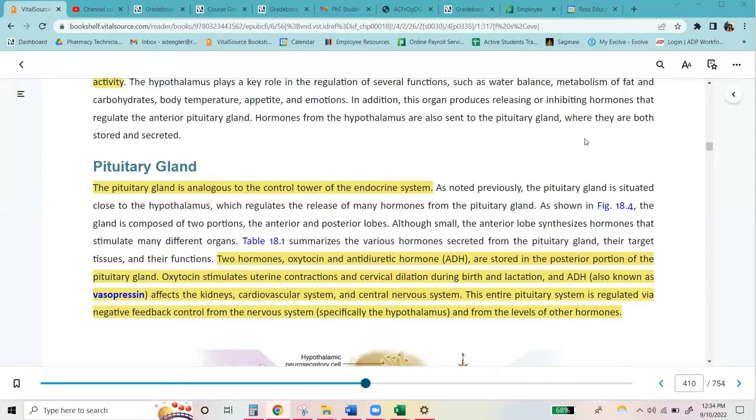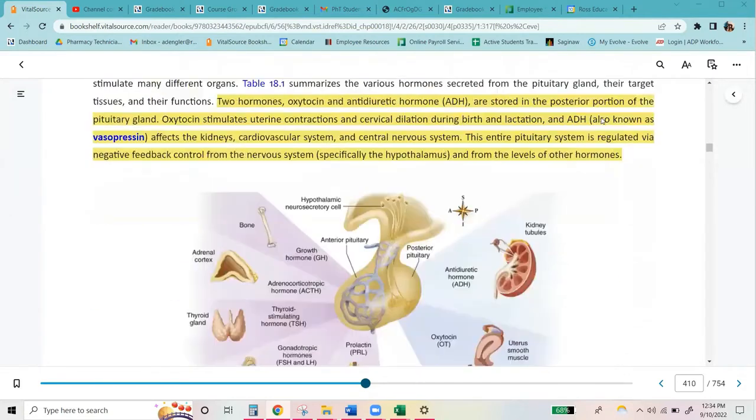This entire pituitary gland system is regulated via negative feedback control from the nervous system, specifically the hypothalamus, and from the levels of other hormones.